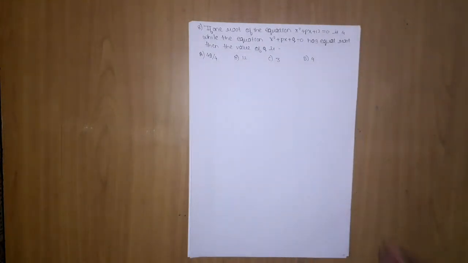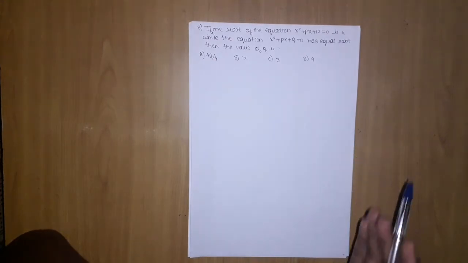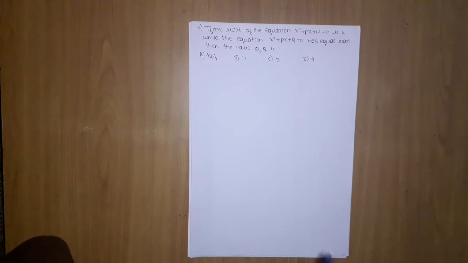The question number 8 of AIEEE is as follows. If one root of the equation x square plus px plus 12 equal to 0 is 4, while the equation x square plus px plus q equal to 0 has equal roots, then the value of q is. If one root of the first equation is 4, then I can find the second root very easily, and similarly I can find the p value. If I can find the p value, then I can apply the equal roots concept to get the q value. So let's proceed with this problem.